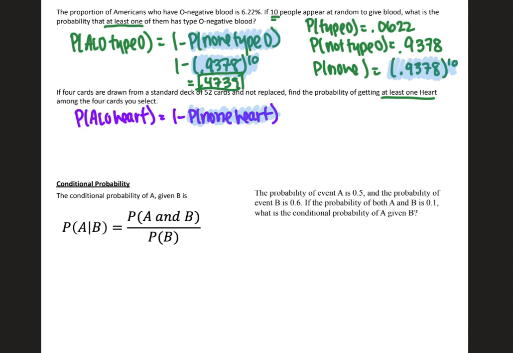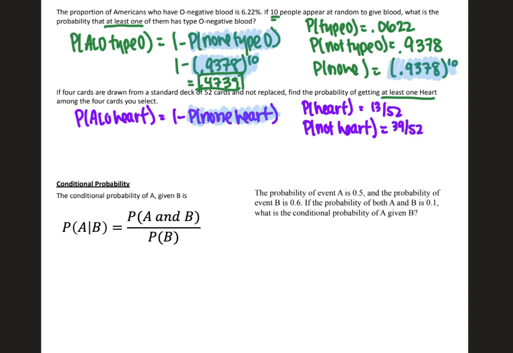So let's figure out the probability of a heart. That's 13 out of 52, since there are 52 cards in a deck and 13 of them are hearts. So that means the probability that it's not a heart, using the complement rule the first time, is going to be 1 minus 13 out of 52, which is 39 out of 52.